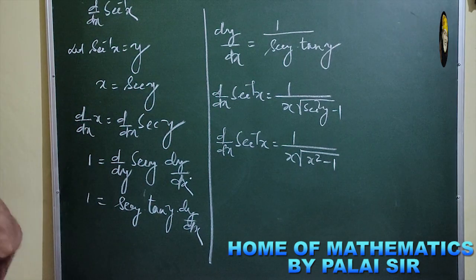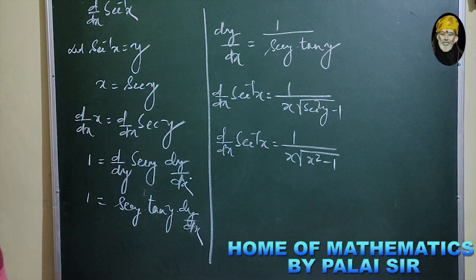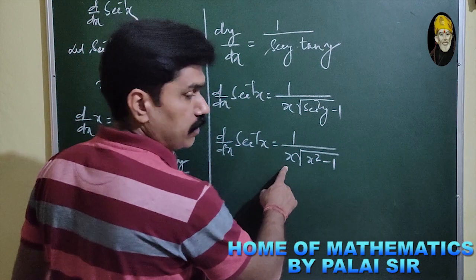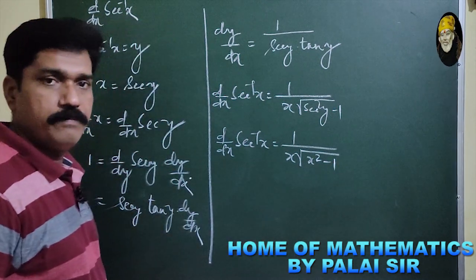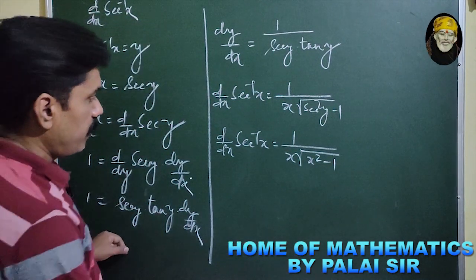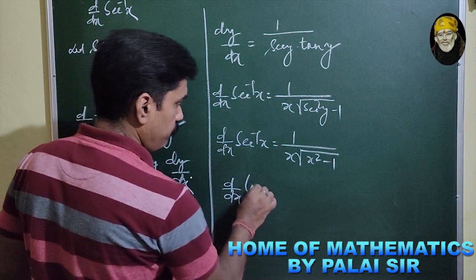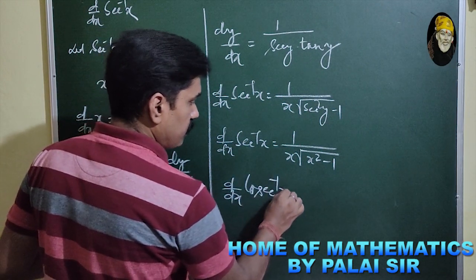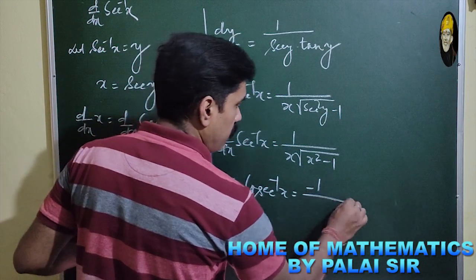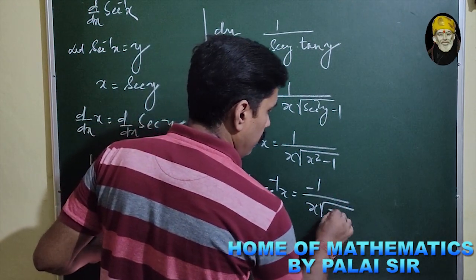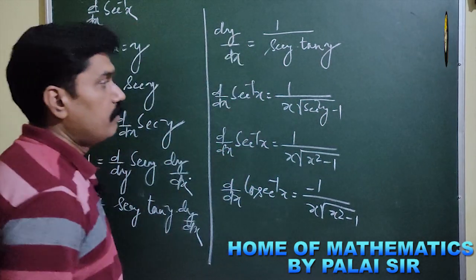This is the new formula. Derivative of sec inverse x is how much? That is 1 by x into square root of x square minus 1. By using this same method, you can obtain the formula for cosec inverse x. dy/dx of cosec inverse x is minus 1 by x into square root of x square minus 1. These are the formulas.